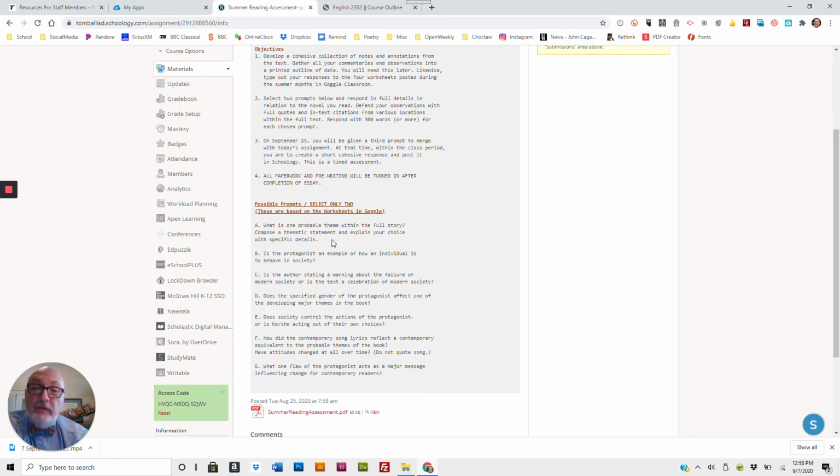Letter D. Does the specified gender of the protagonist affect one of the developing major themes in the book? So, for instance, in the novel Orlando, if you read that, you know instantly what I'm talking about. The gender of the protagonist, in a manner of speaking, is affecting the themes. Likewise with The Stranger. The protagonist is male. How is that affecting the themes?